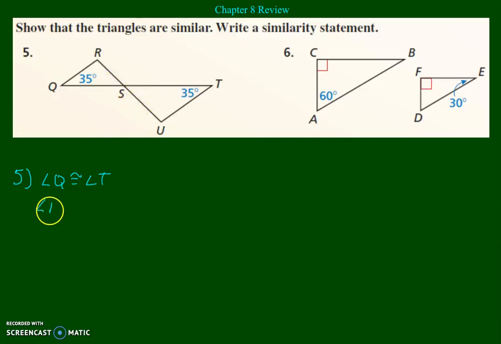So angle RSQ is congruent to angle TSU. And now, because this angle is congruent to this and this to this, these triangles are similar by angle-angle similarity.